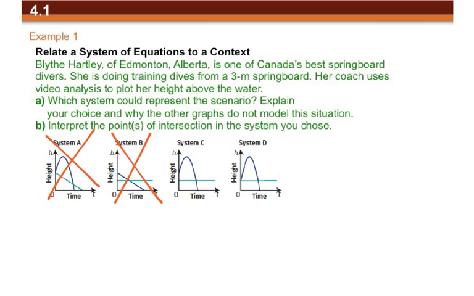Leaves us with C and D, and there's a very slight difference between the two of them, and it has to do with the starting point right here. In system C, that starting point is above the height of the water. In system D, that starting point is at the same height as the water. So then we need to use a little bit of common sense, and figure out, well, on a diving board, do you start above the water or do you start at the water? And in fact, you do start above the water, so system C would be the correct solution.